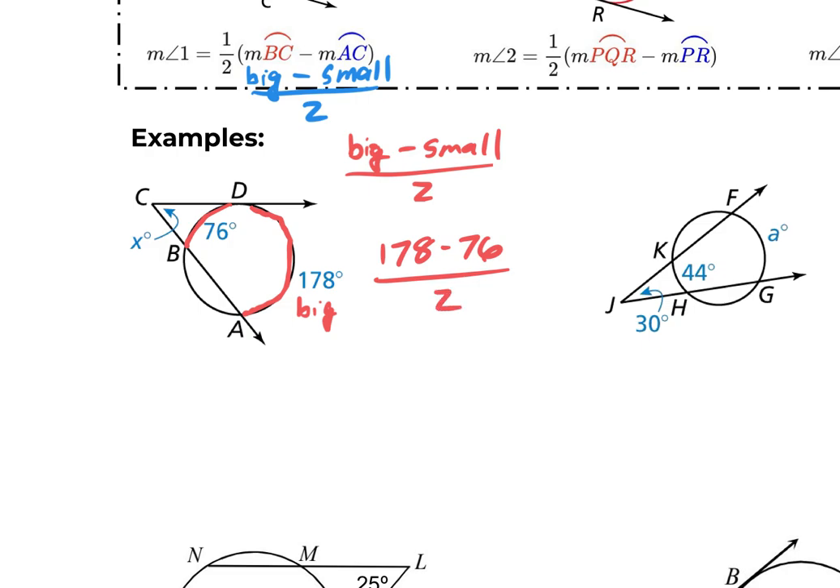Really be careful of your calculator again here, okay? Try to do the same thing over and over again. Either put it in parentheses or make sure you hit equals first and then divide it by 2. Because it's really easy to make a calculator mistake on these. X then would be 51 degrees.